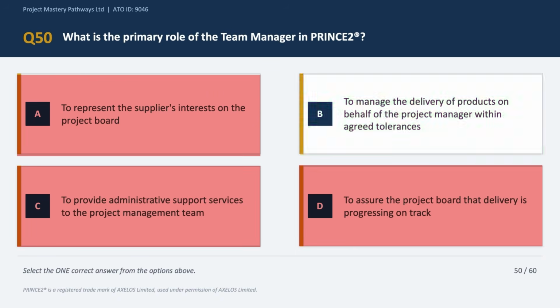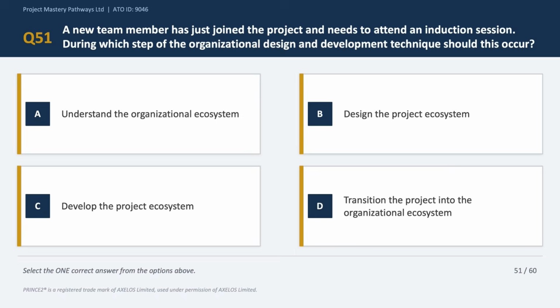Now option B, which is the correct answer choice, says to manage the delivery of products on behalf of the project manager within agreed tolerances. Okay, because the team manager receives the work packages from the project manager and manages the team to deliver the products in them. Okay, so think of it as a frontline delivery manager of the project. Okay, so the correct answer is option B. Let's move on. Question number 51.